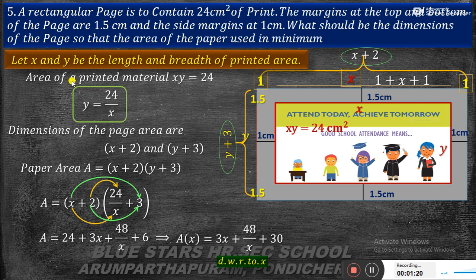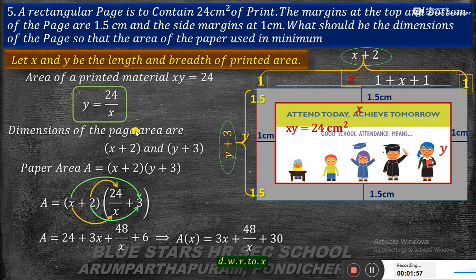So now area of the printed material. They given that 24 centimeter square, this is the area of the rectangular. So we know that area of the rectangular is xy. Area of the rectangular equal to 24, so xy equal to 24. Therefore y equal to 24 by x. Here I mention xy equal to 24 because the first line gives area of the rectangular equal to 24 and the area formula is xy, so xy equal to 24. Therefore y equal to 24 by x.